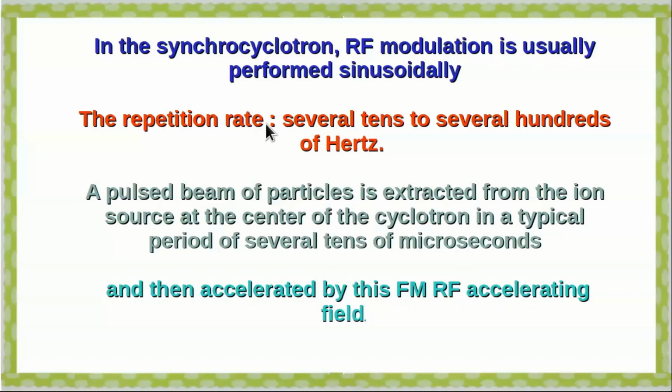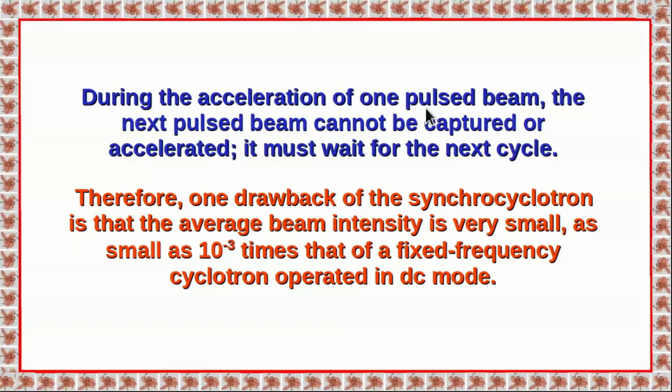The repetition rate spans from several tens to several hundreds of hertz. Therefore, a pulsed beam of particles is extracted from the ion source at the center of the cyclotron in a typical period of several tens of microseconds, and then accelerated by this FM RF. FM RF means frequency modulated RF accelerating field. During the acceleration of the one pulsed beam, the next pulsed beam cannot be captured or accelerated. It must wait for the next cycle.